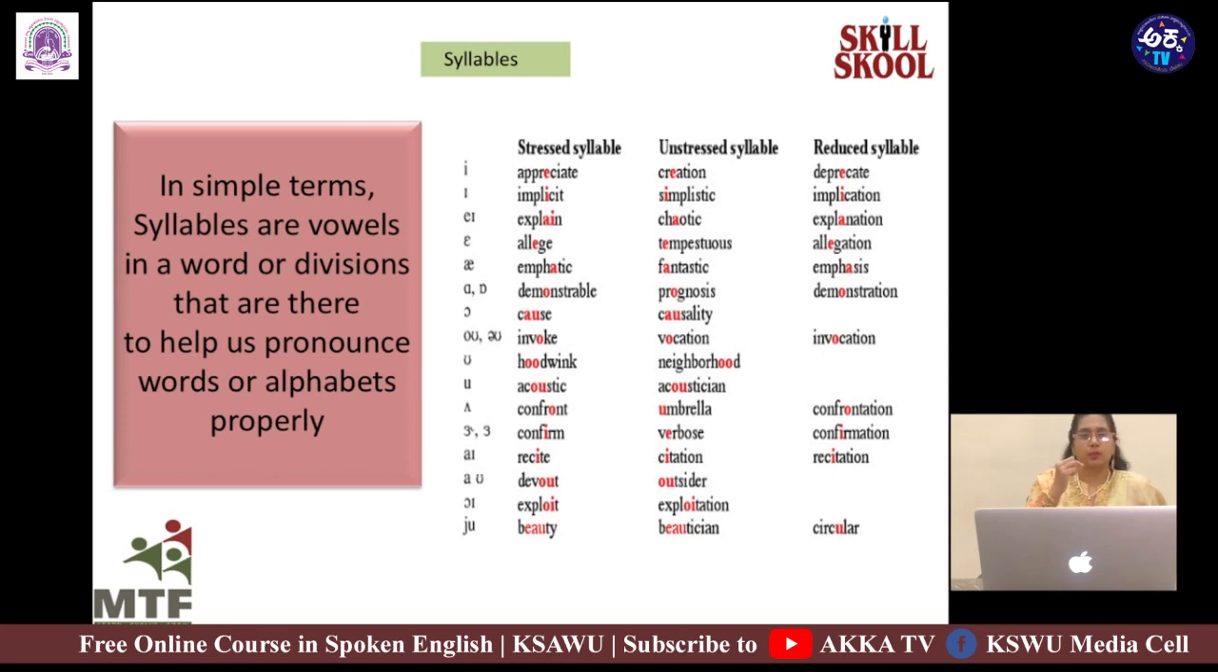Here you can tell the stress. Stress is on the vowel or the combination of vowels. Let's look at unstressed syllables. Creation. There is no stress here. Simplistic. No stress here either. This one is fast. Chaotic. Fantastic. Let's look at some shorter sounds. Deprecate, implication, explanation, allegation, emphasis, demonstration, confrontation.